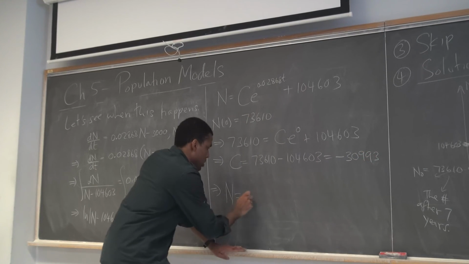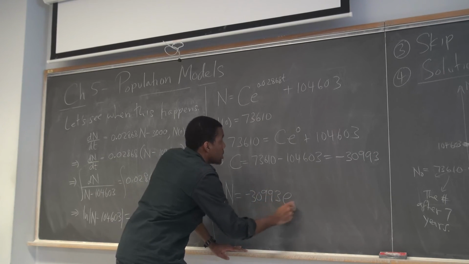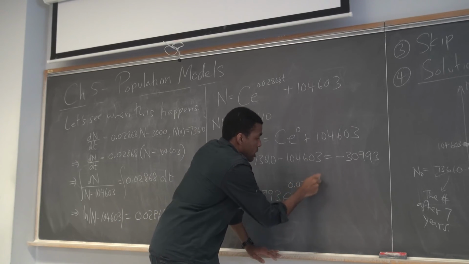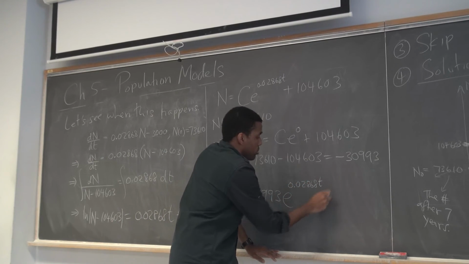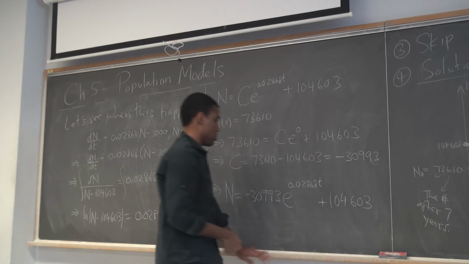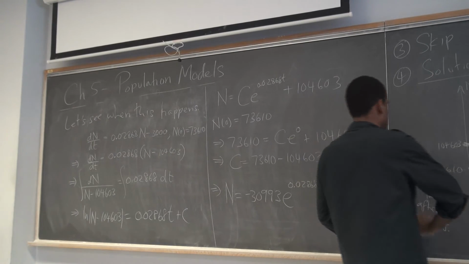So our population can be modeled by negative 30,993 e to the 0.02868t plus 104,603. So that's the actual equation that tells us how our population is behaving.